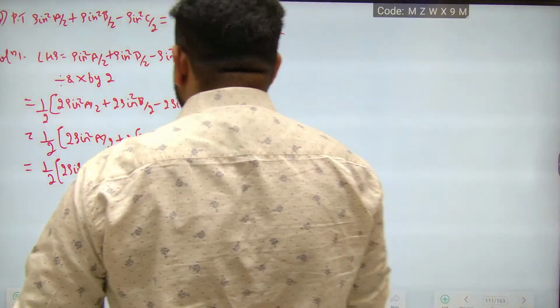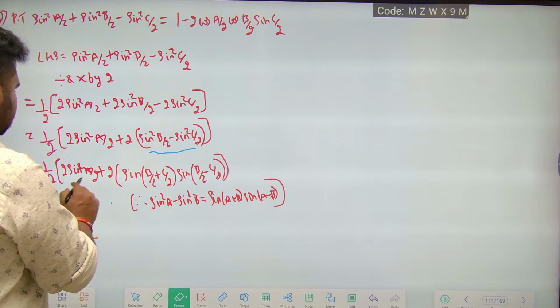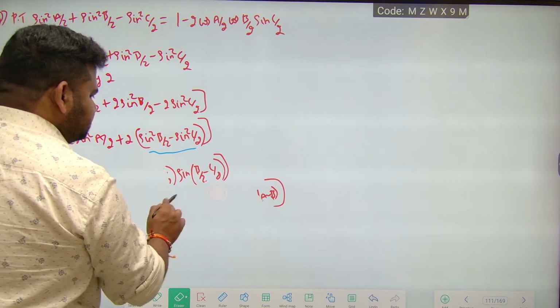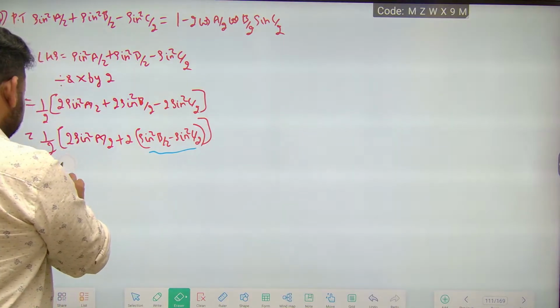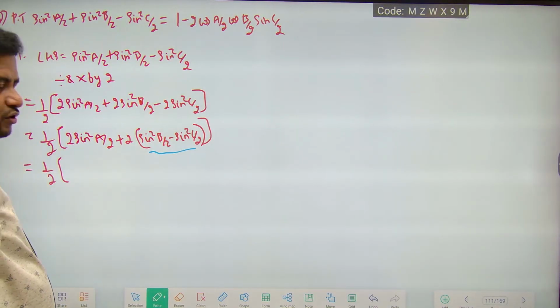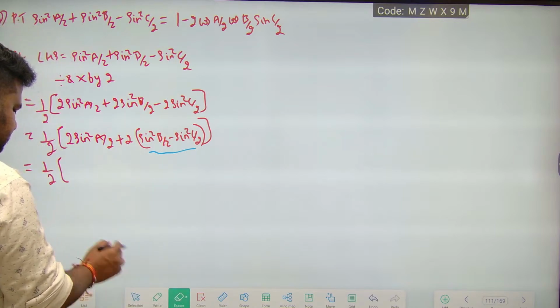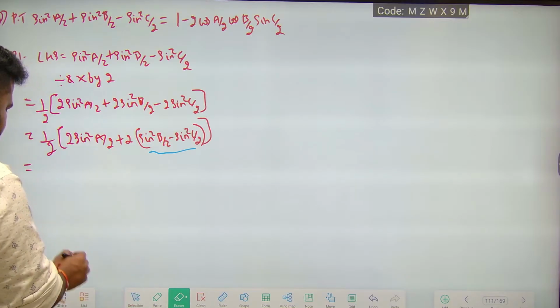Or you can also apply one more formula. See here, since we have written this one, instead of using this formula, we can also apply another. See here, we are having 2 sin square A by 2. Now what I can do, you can do it in another way. It is more simpler. Let us learn that way.